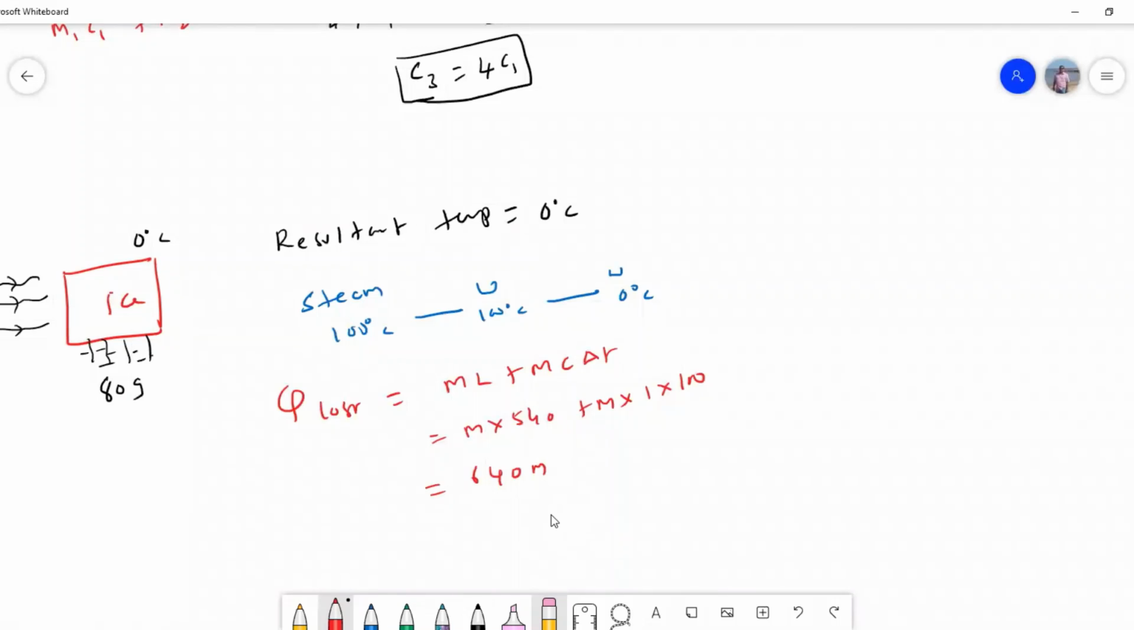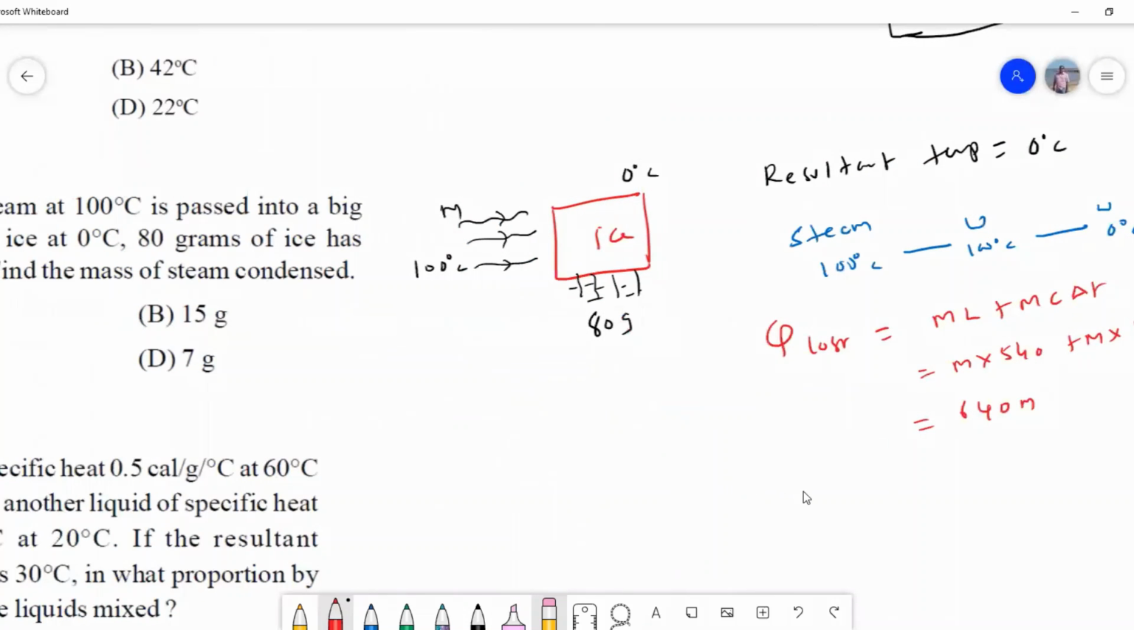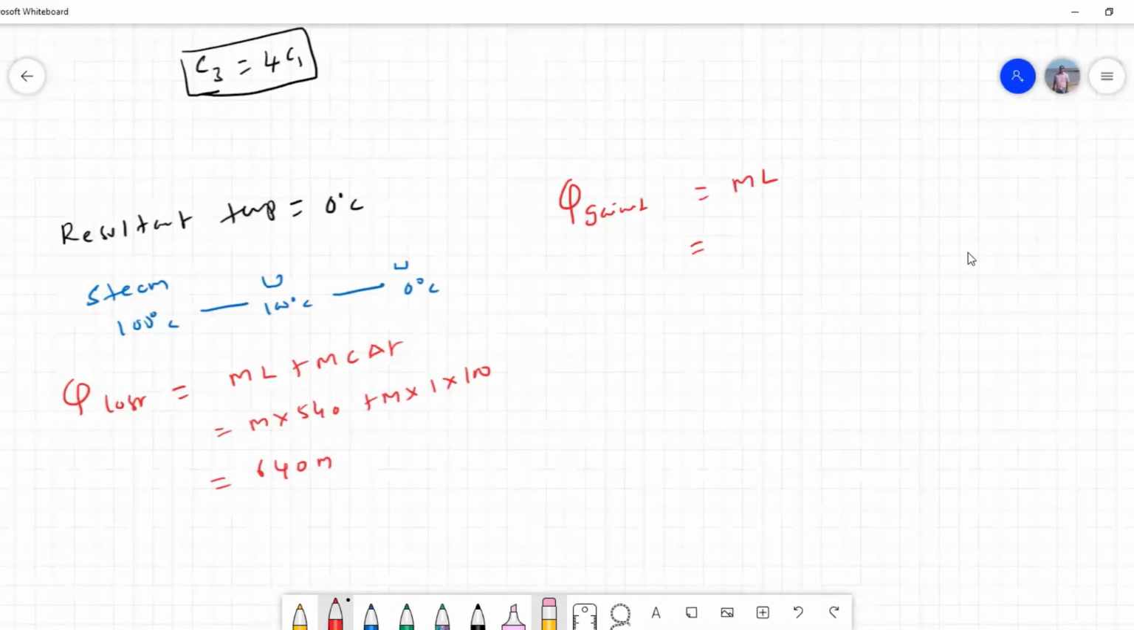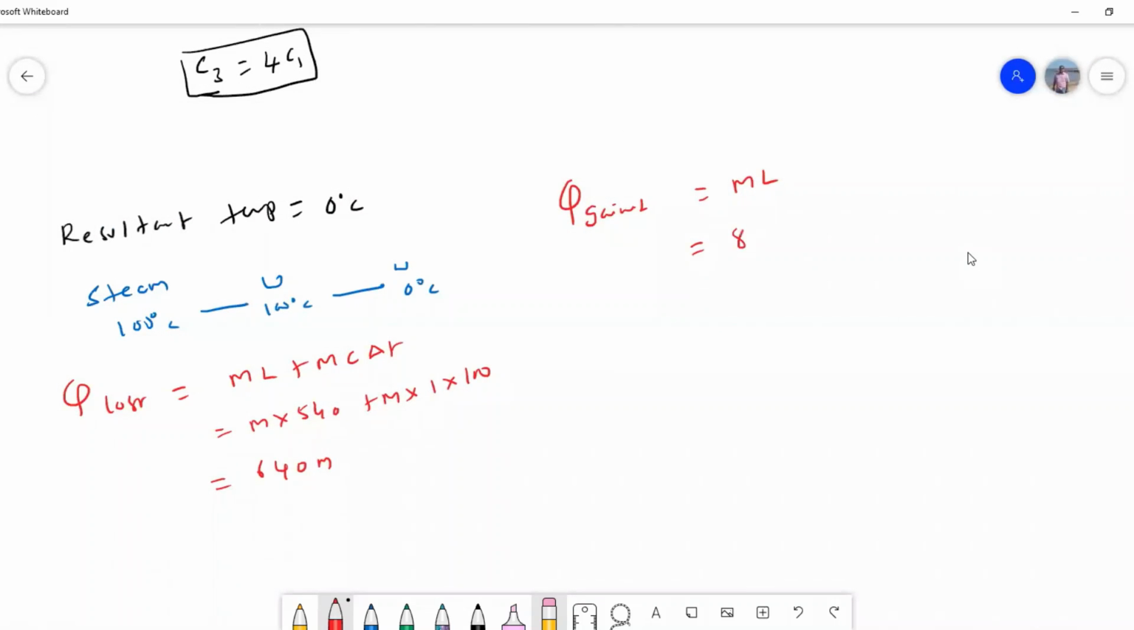So let us calculate. Here only ice is melting. So heat gained by ice is simply m into L. How many grams of ice is melting? Given, I think it is 80 grams. So let's substitute: 80 grams of ice melted, latent heat is 80. So 6,400. From the method of mixtures, we all know that Q lost is equal to Q gained.